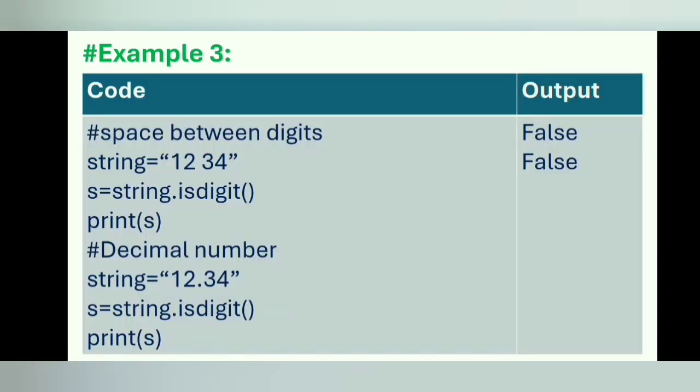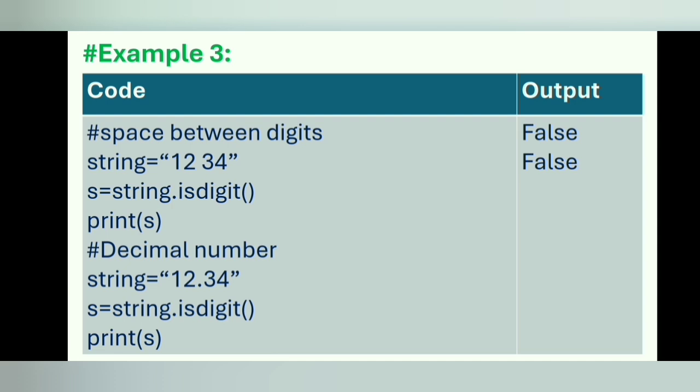Example 3. In this example, we assign the string value 12, a blank space, 34 to the variable string. In the following statement, we apply the string isdigit method to this string. Then the print statement prints the boolean value. Here the output is false because all the characters in the string are not digits. This string is also containing a blank space.